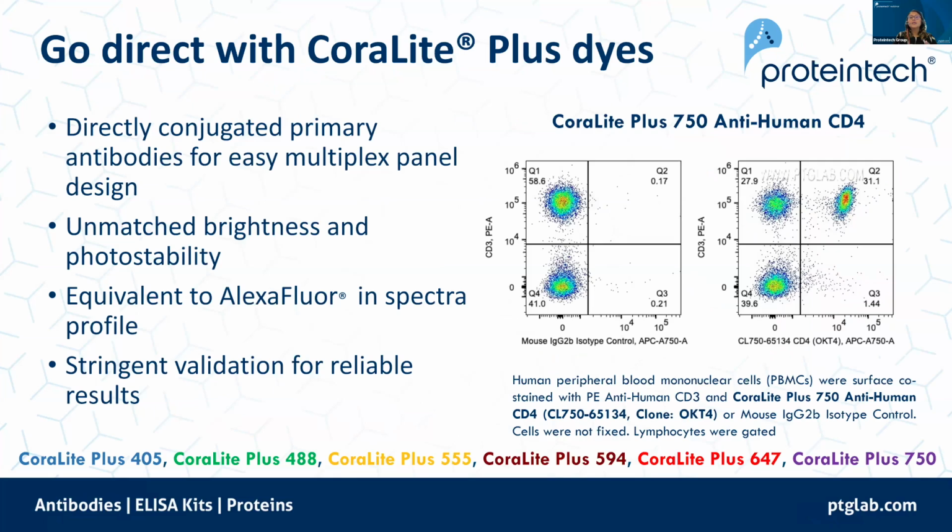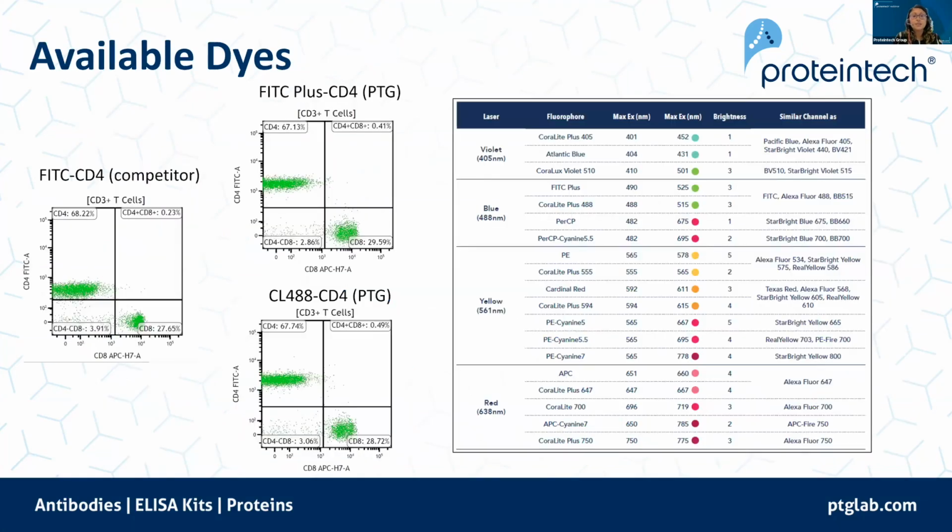So next, I want to talk a little bit about our dyes. Our antibodies for flow cytometry are conjugated to either conventional dyes or our in-house Coralite Plus dyes. Our Coralite dyes are bright fluorescent dyes, which offer high photostability and minimal fluorescent bleed through, which allows you to use several of these dyes in a single panel. These dyes are equivalent in spectral profile to the Alexa Fluor dyes, and they also undergo very stringent validation to ensure reliable results.